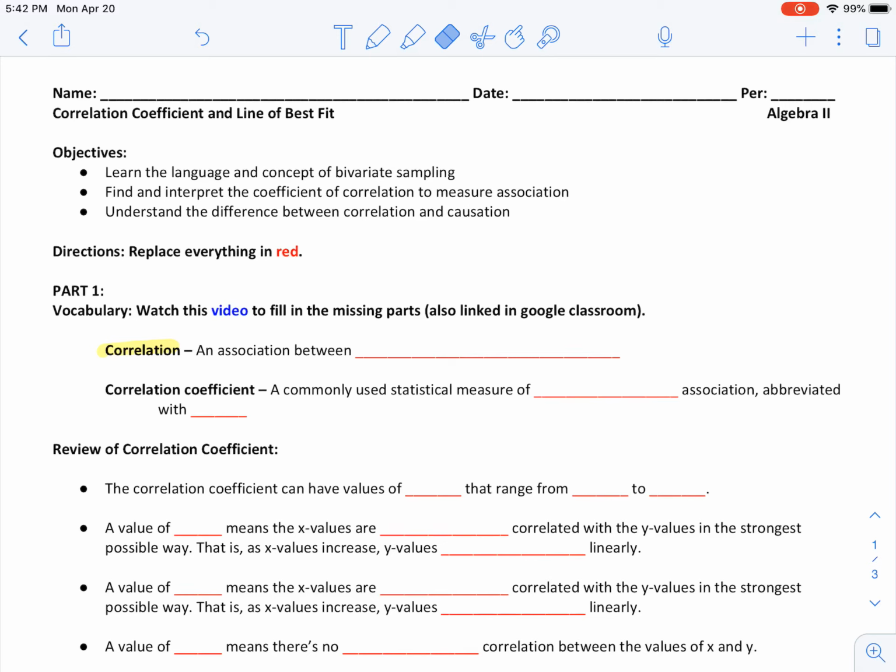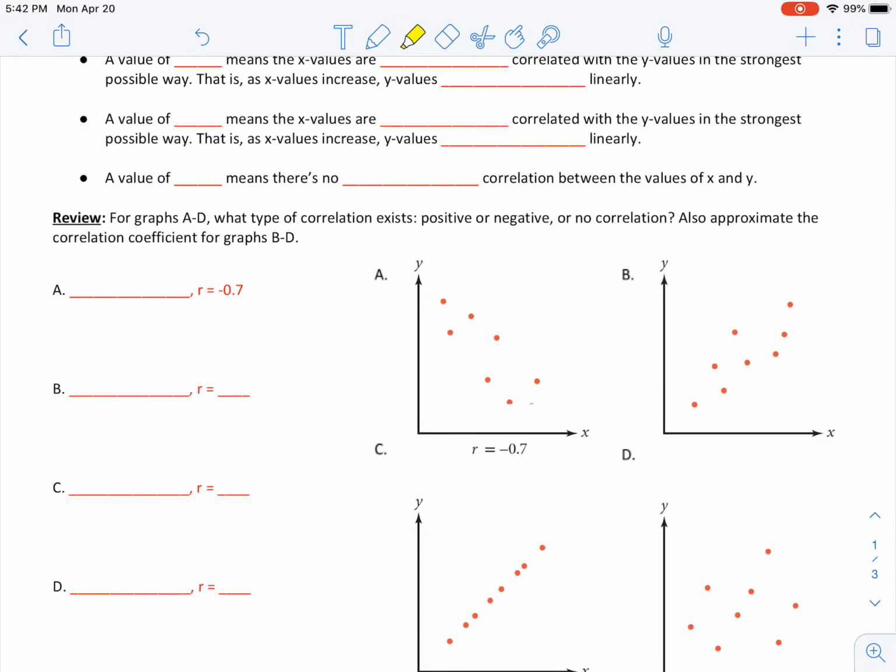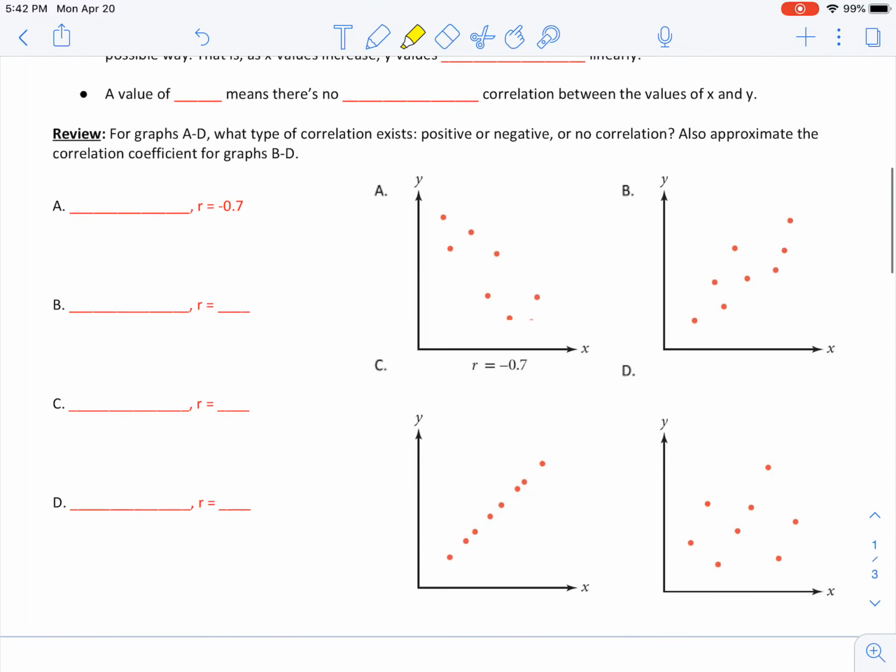This activity encompasses a lot of what you've learned this unit and also applies it in a new way. We're going to do a few vocab words here and a little bit of review. And then you are going to apply your knowledge to some problems as review.